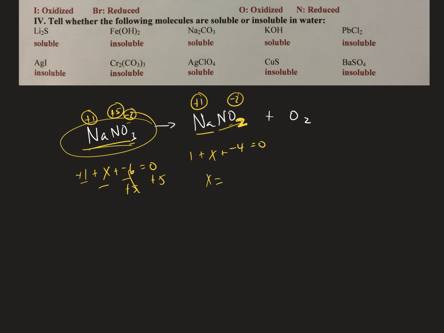So X has to be equal to positive 3. If you do the algebra, that's what it gets out to be. And what's the oxidation number for oxygen in O2? 0. Good. I think we got it that time, right?